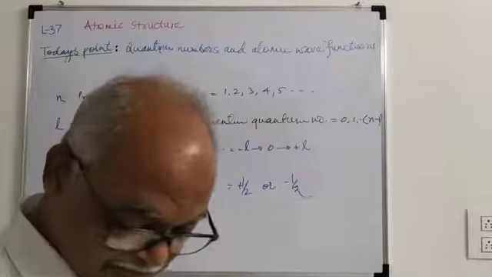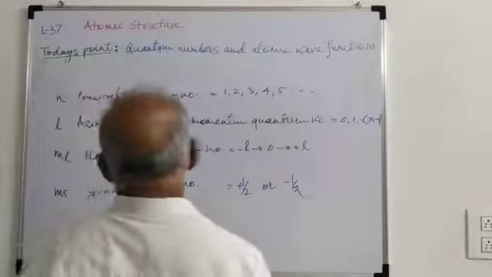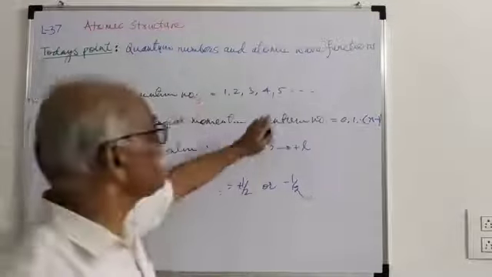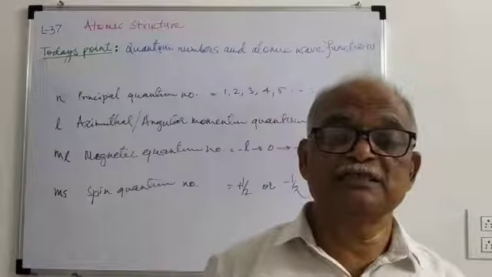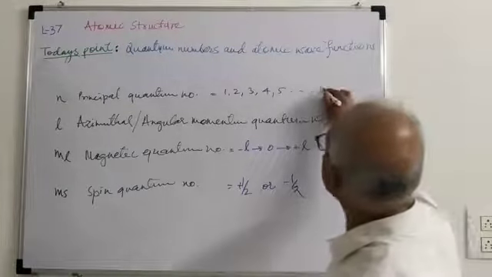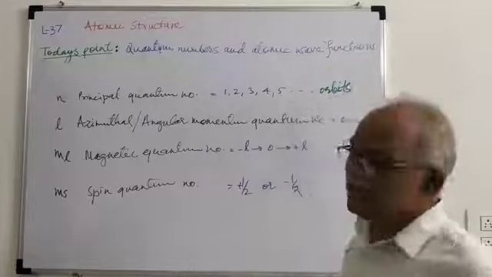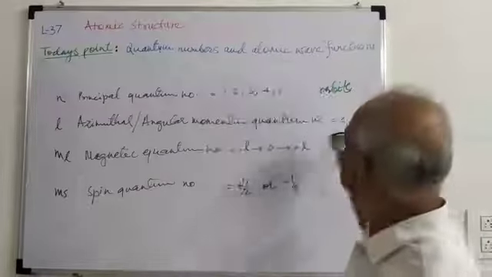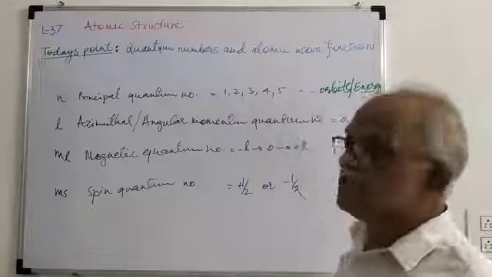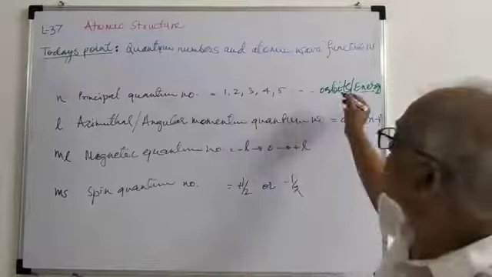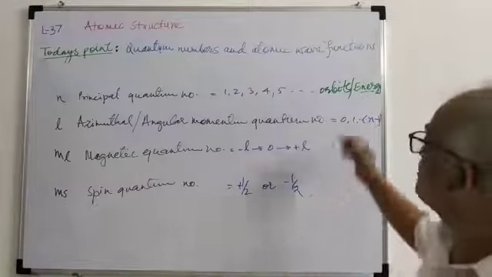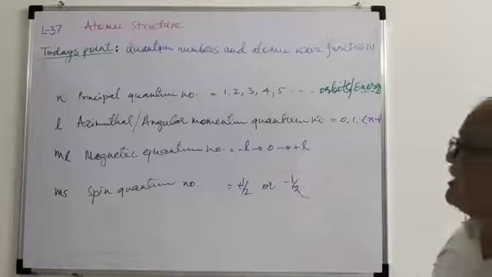Now we will see that the principal quantum number will explain the main energy levels, that is the atomic orbits. It will also explain the energy, contributing a major amount of energy. So this will determine the major part of the energy of the orbitals and orbits.